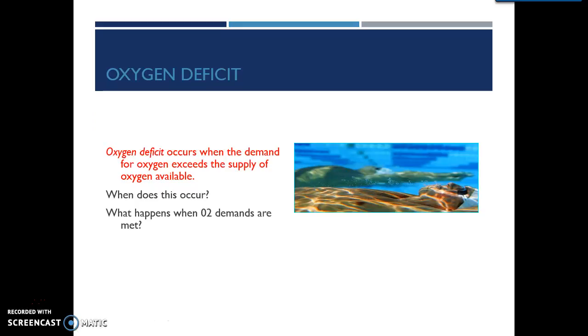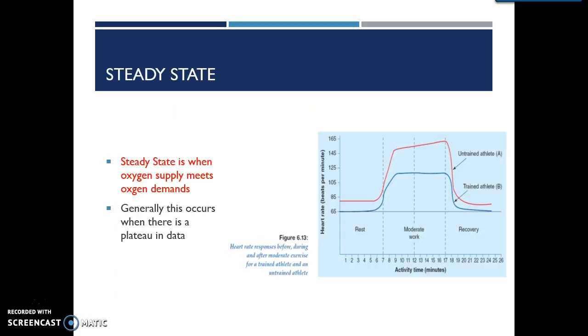So we're going to go through these definitions in a little bit more detail. Oxygen deficit occurs when the demand for oxygen exceeds the supply of oxygen available. It occurs when exercise commences. What happens when O2 demands are met? Well, we see a steady state. This is when oxygen supply equals oxygen demands. Steady state. When oxygen supply meets oxygen demands. Generally, this occurs as a plateau in the data.